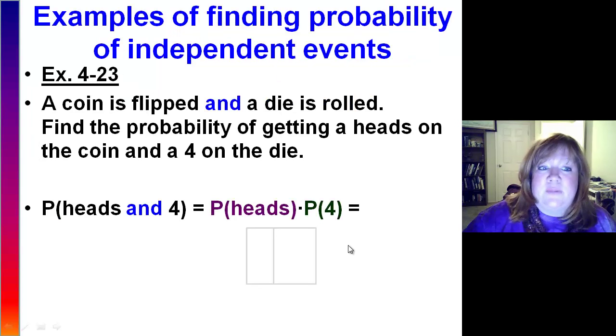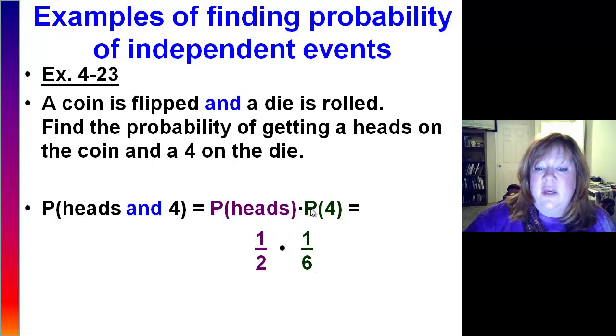Here's an example. If you flip a coin and then you roll a die, find the probability of getting heads on the coin and a 4 on the die. So when we set this up, it's the probability of getting heads times the probability of rolling a 4. Notice the color coordination. To get a head on a coin, it would be 1 out of 2. To get the probability of rolling a 4, there's 6 possible numbers on a die, so you'd have 1 out of 6.